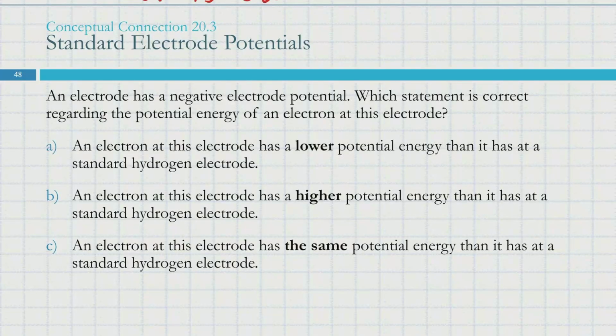All right, an electrode has a negative electrode potential. So that's on the table that we were looking at last class. Which statement of these is true regarding the potential energy of an electron at this electrode? Does the electron have lower potential energy than at the standard hydrogen electrode? Does it have a higher potential energy than at the standard hydrogen electrode? Or does it have the same energy as at the standard hydrogen electrode?